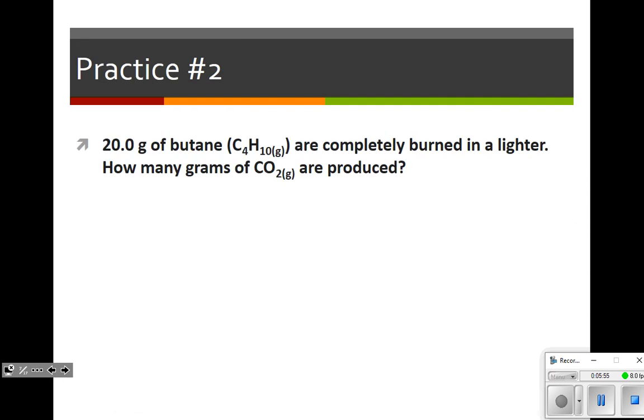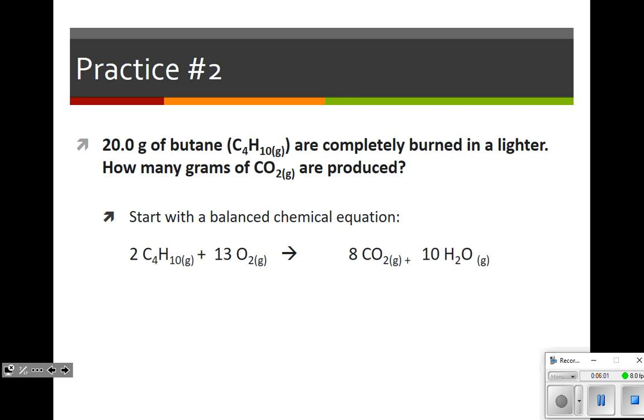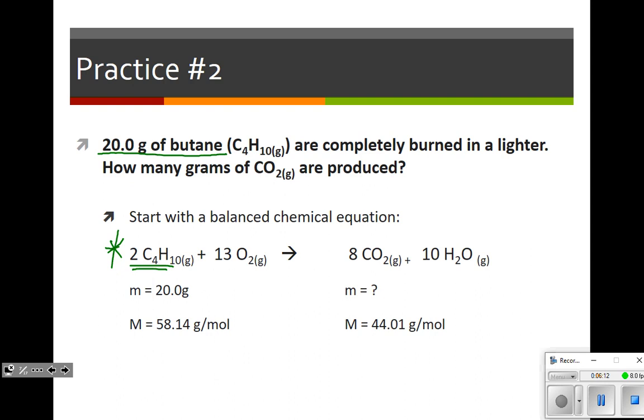So here's another example using a different strategy. We're going to write our balanced equation. And then what we're going to do, this is really important, is we are going to populate the balanced equation. So we have 20 grams of butane. So here's my butane, here's my 20 grams.